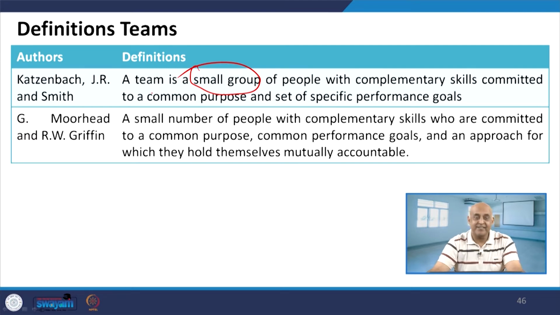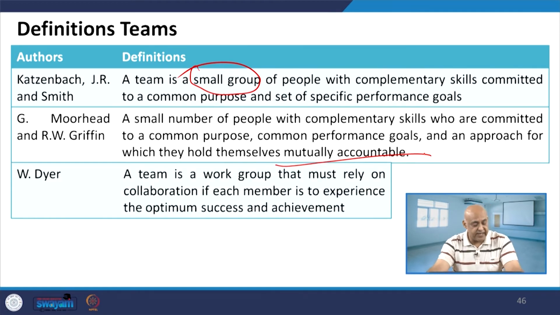Now, other scholars, Moorhead and Griffin, have given the definition: a small number of people with complementary skills who are committed to a common purpose, common performance goals, and an approach for which they hold themselves mutually accountable. Now, this is the additional point compared to the other definitions we have discussed. There is mutual accountability. One cannot say he has done it, not me. No, you are a member of a team. So, we have done it, whether it is a success or a failure.